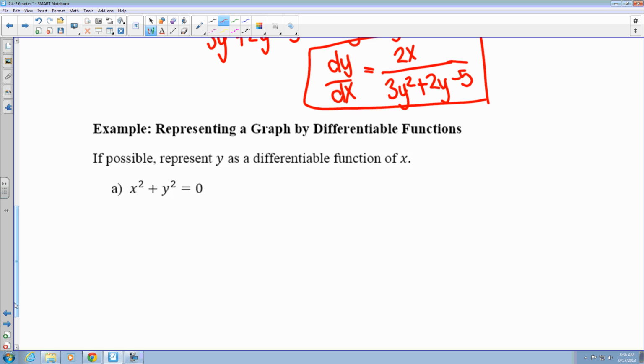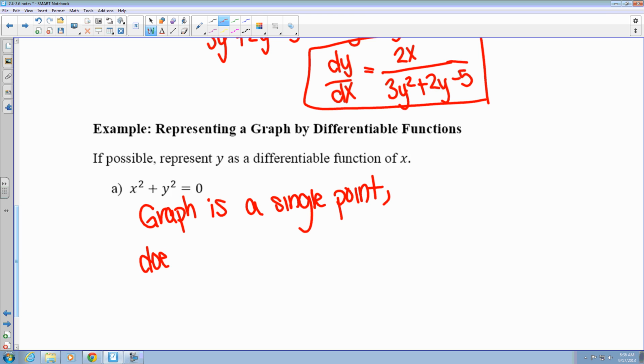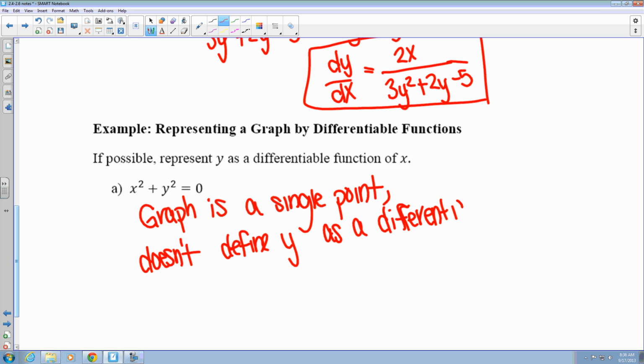Okay, if possible, represent y as a differentiable function of x. Well, in this case, x squared plus y squared equals 0. If we think back to advanced algebra when we were doing conic sections, this is the equation of a circle, only our radius is 0. So this is actually a point. The graph is a single point. It doesn't define y as a differentiable function of x. So we actually can't even do this one.